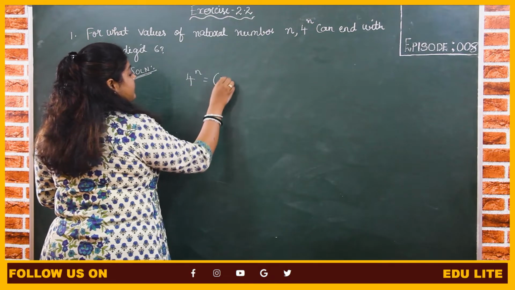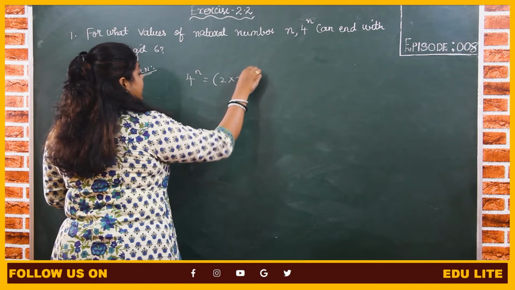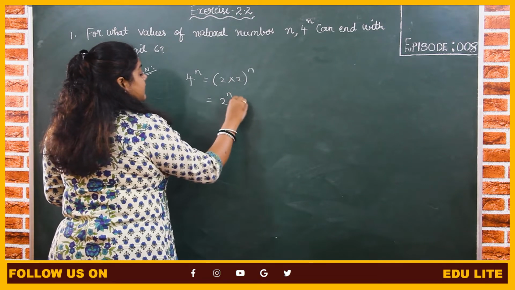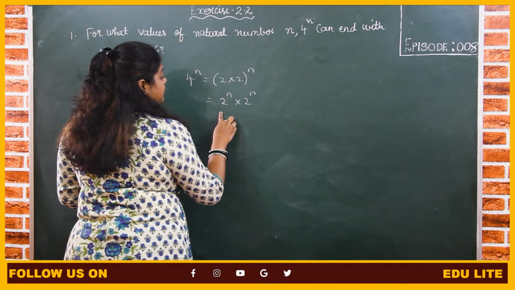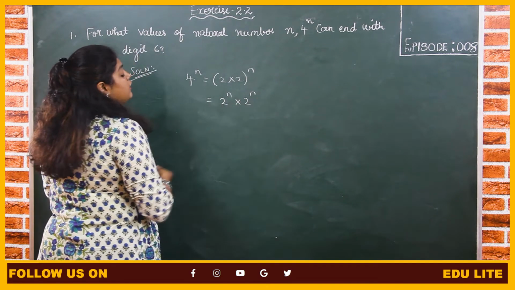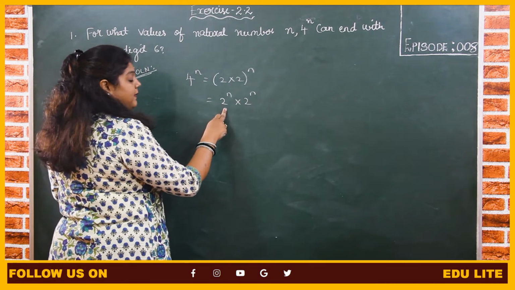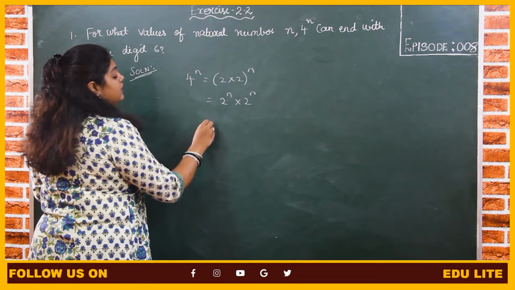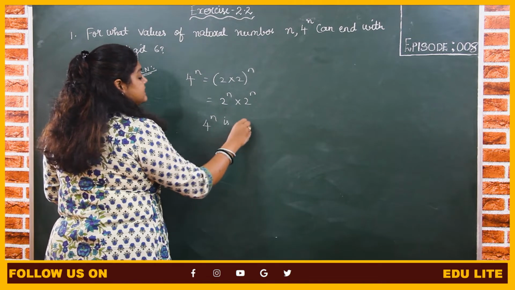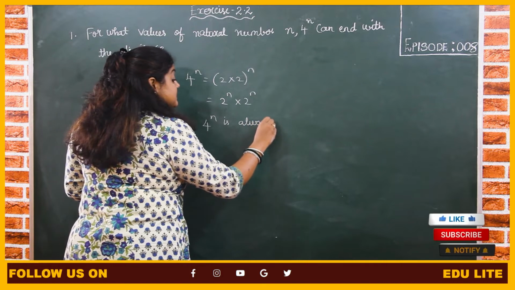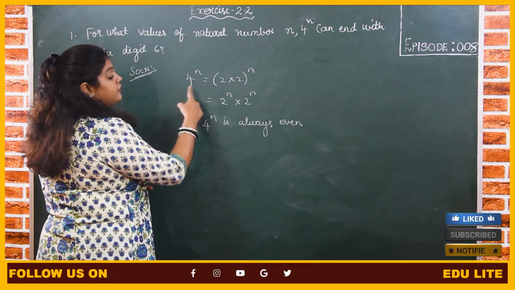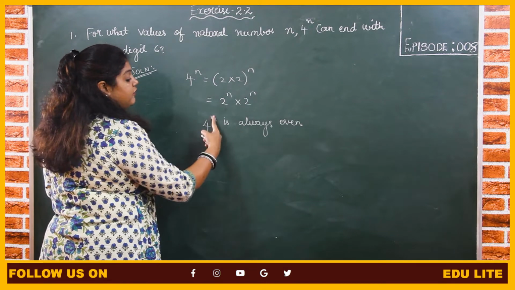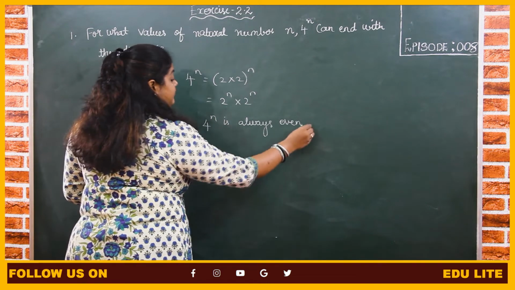So 4 power n can be written as 2 power n into 2 power n, because this power is common to both the numbers. So 2 is a prime number which is also a factor of 4. So 4 power n is always even. 2 power n, which is a factor of 4, is also even. Therefore 4 power n is also always even.